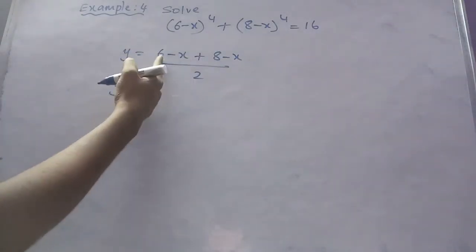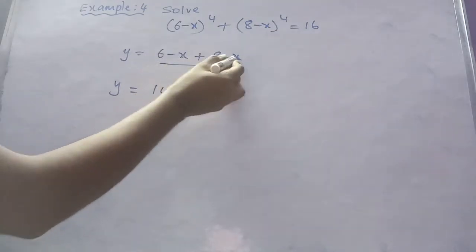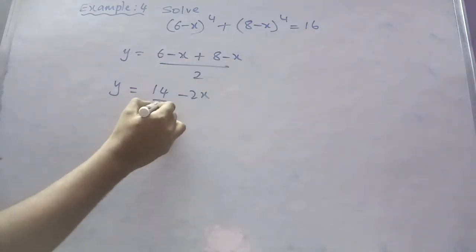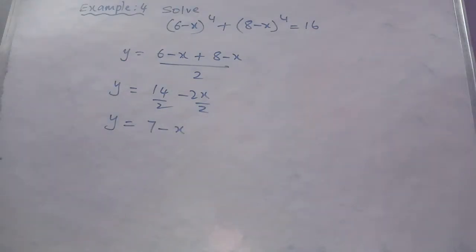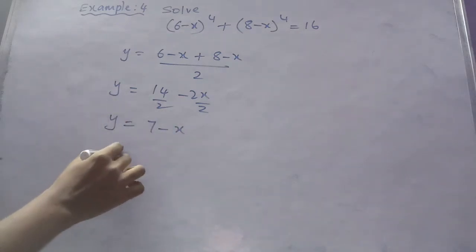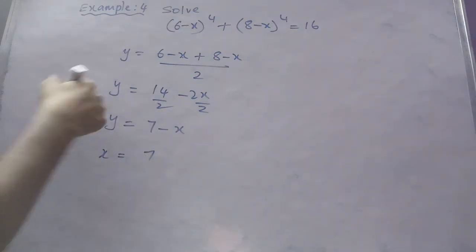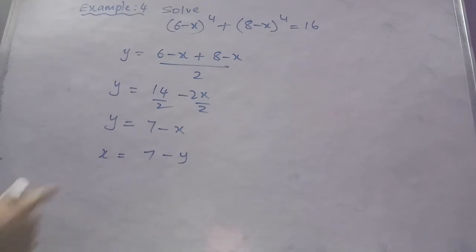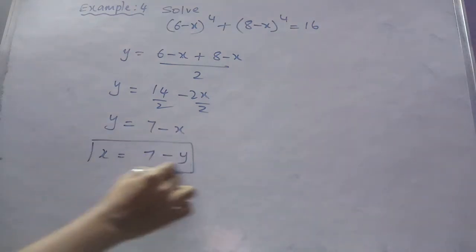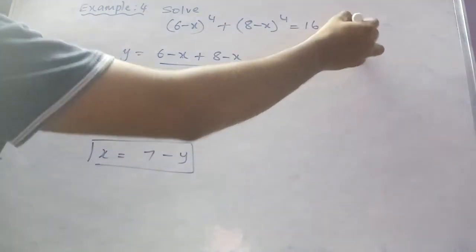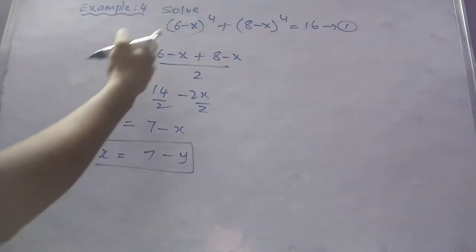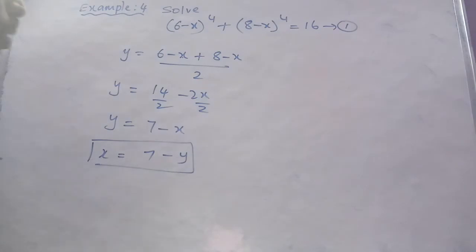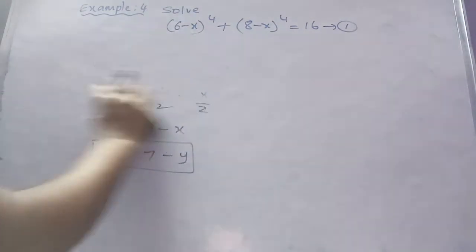y is equal to (6 plus 8 is 14, minus 2x) divided by 2. The common denominator can be separated, and then you will get y is equal to 7 minus x. From here you can find what x is. Take minus x to the left side, you will get plus x, 7 as it is, and take y to the right side, you get minus y. So x is equal to 7 minus y. Let me substitute this in the main equation. In place of x, if you substitute 7 minus y, what do you get?